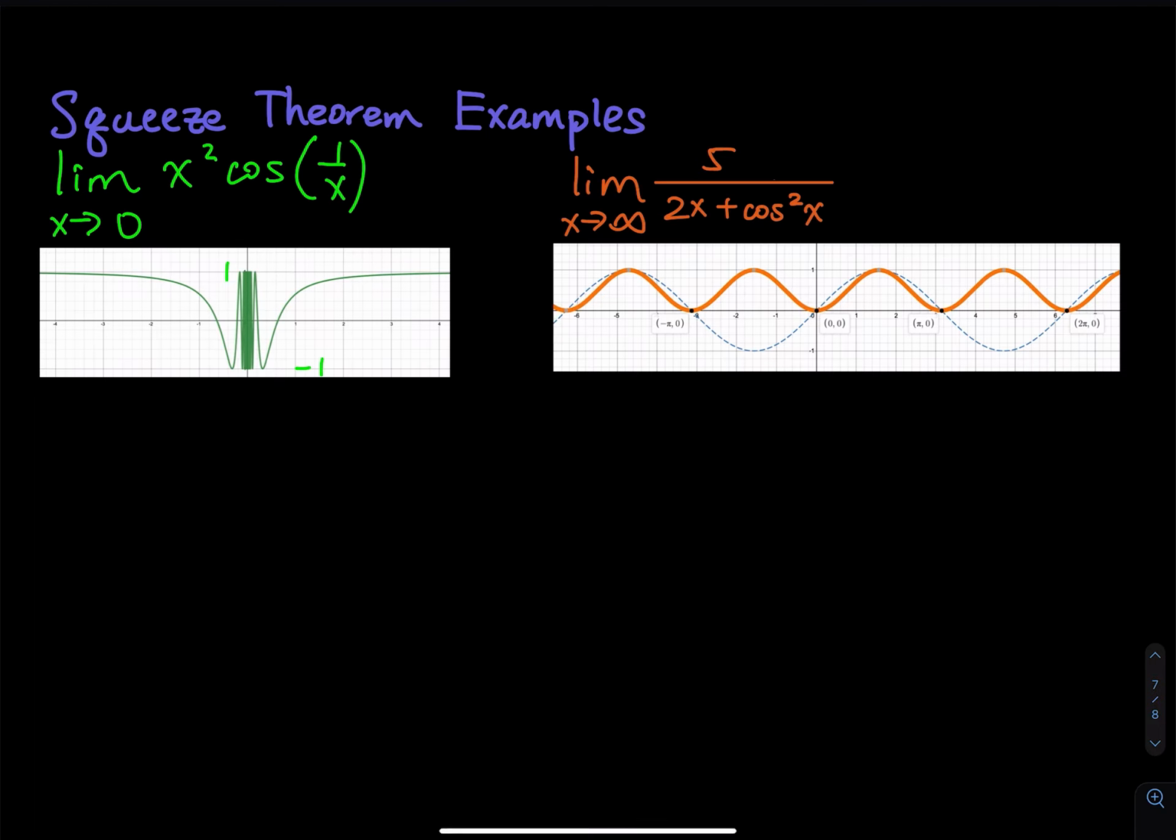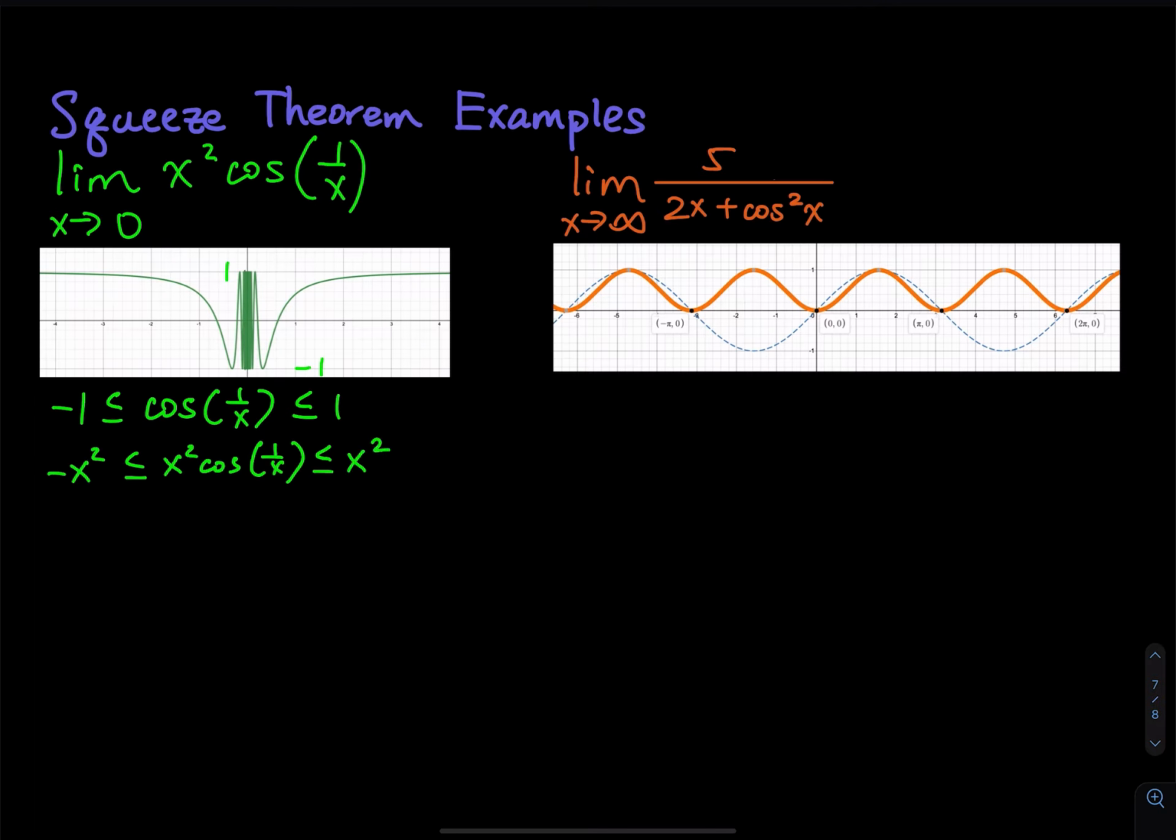So that is how we start. We say that cosine 1 over x is between 1 and -1, and then we build on top of that by multiplying each side by x squared. So we have negative x squared less than or equal to x squared times cosine 1 over x, less than or equal to x squared times 1. So the limit of x squared and negative x squared is easy to do, right? So as x approaches 0, we have 0 squared.